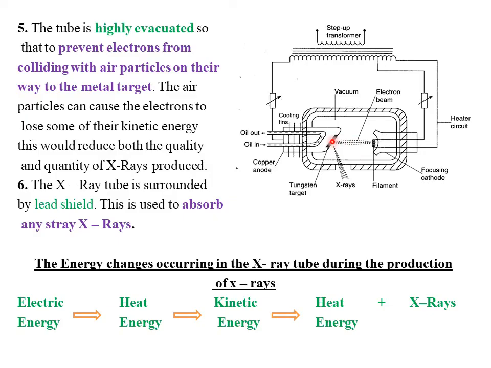Once they hit the metal target, we are going to have 99.5% of the energy getting converted to heat energy. Then the 0.5% of the kinetic energy will be converted into a stream of X-rays. So we have heat energy plus X-rays. So these are the energy changes that take place in an X-ray tube.